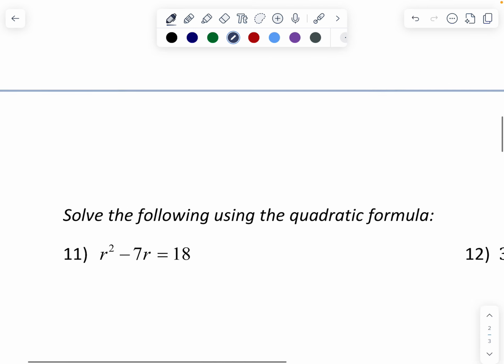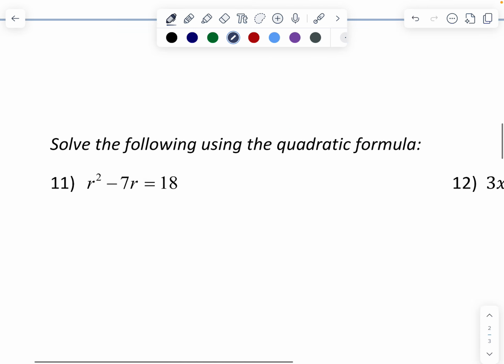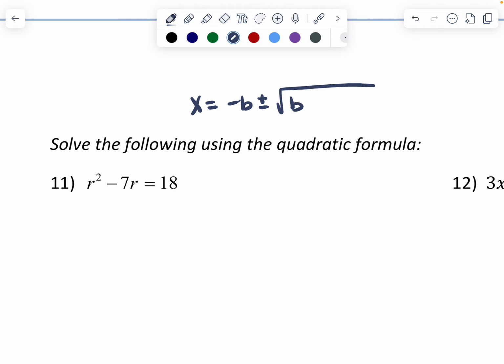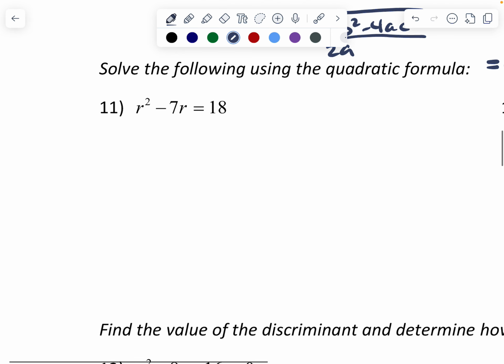All right, now let's look at the back here. Solve the following using the quadratic formula. Well, we need the quadratic formula, which is x equals negative b plus or minus the square root of b squared minus 4ac all over 2a. Now you guys remember, this must equal 0 before you actually start plugging in your variables, okay? So be really careful.